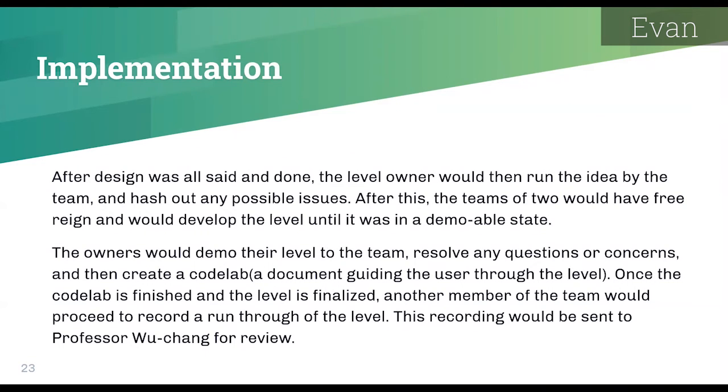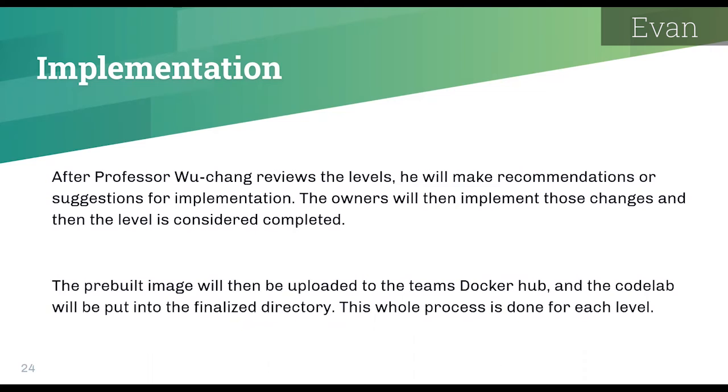After design was all said and done, the level owner would then run the idea by the team and hash out any possible issues. After this, the teams of two would have free rein and would develop the level until it was in a demoable state. The owners would then demo their level to the team, and they would resolve any questions or concerns, and then they would create a code lab, which is a document that guides the user through the level and explains the level itself. Once the code lab is finished and the level is finalized, another member of the overall team would record a run through of the level, and this recording would then be sent to Professor Wusheng for review. After Professor Wusheng reviews the level, he would make recommendations or suggestions for implementation, and the owners would then implement those changes, and then the level is considered complete.